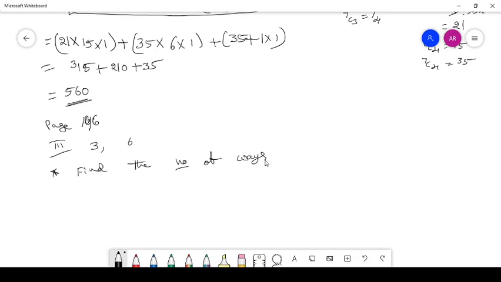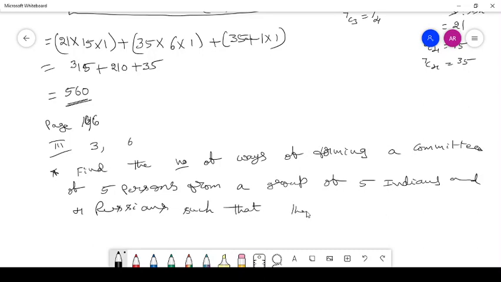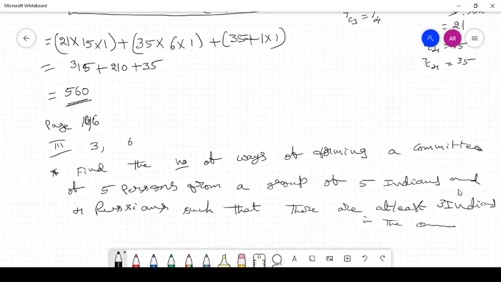ways of forming a committee of 5 persons from a group of 5 Indians and 4 Russians such that there are at least 3 Indians in the committee.